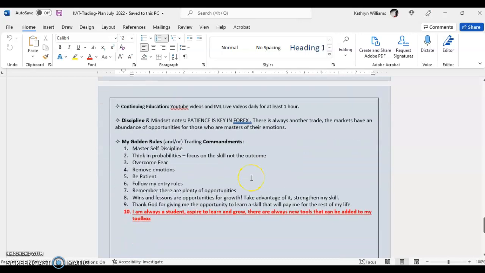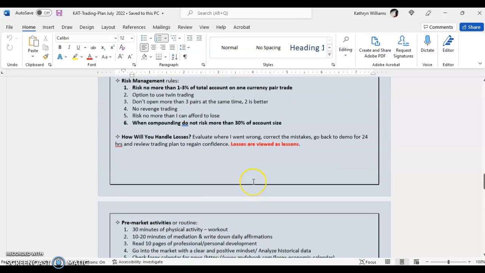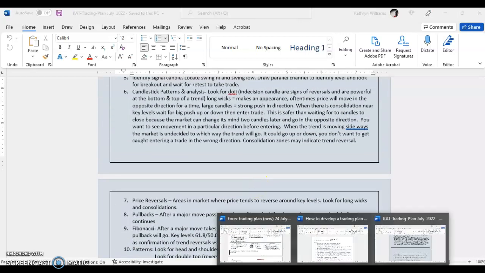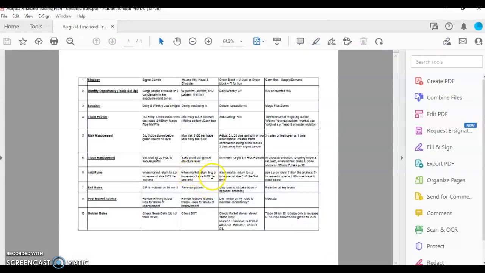If you're someone who needs this initially, okay, kudos, if you're forgetting to do things when you're trading. But if you're someone who has the concept of trading, then your trading plan should look like this. Only 10 rules at the most, and they need to be specific. It should include the strategy, once again, the opportunity for the setup and location, your trade entries. Once again, you should have at a minimum 2 of each category: risk management, trade management, your add rules, exit rules, and of course your post-market activity and your golden rules, which are some key reminders.